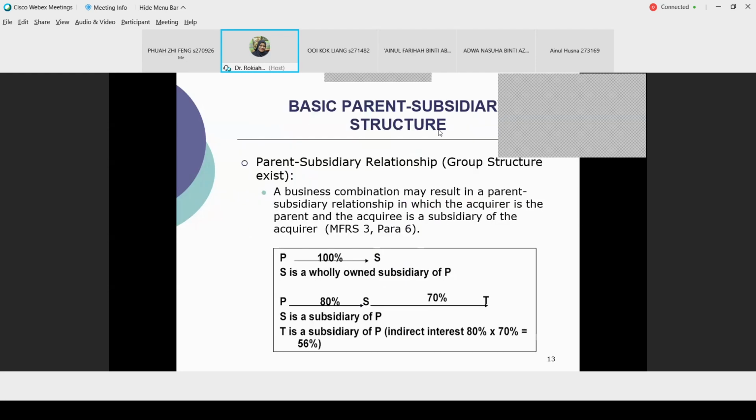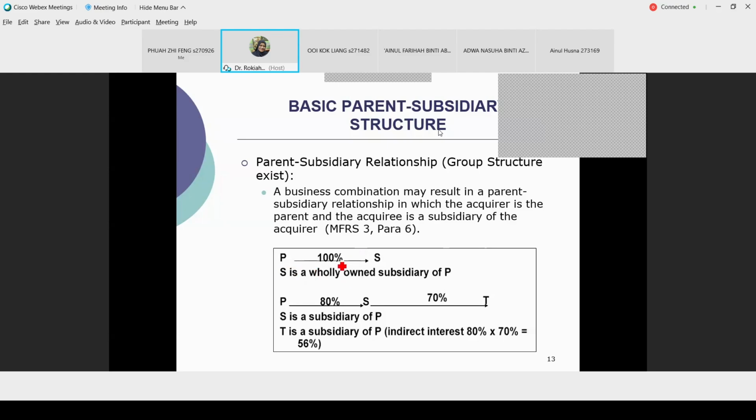I think that we're going to start with this slide. This one is the one that we have not yet discussed last class. So we're going to look at the parent-subsidiary relationships here. The group structure exists when there is a business combination, which may result in a parent-subsidiary relationship in which the acquirer is a parent and the acquiree is the subsidiary. So we have two parties here: acquirer and acquiree, or parent and subsidiary.